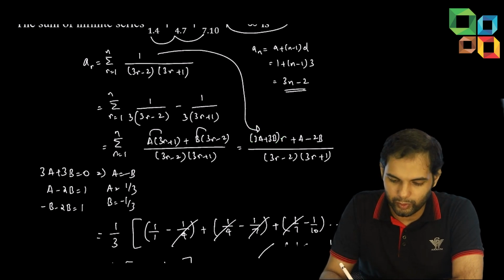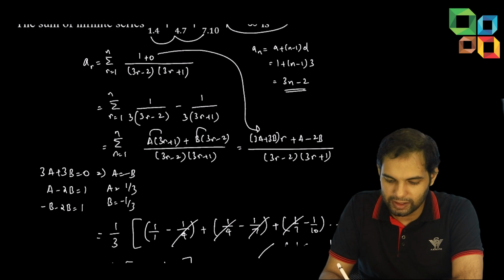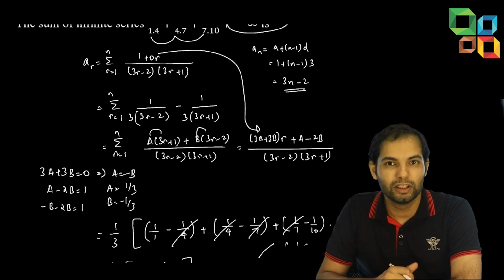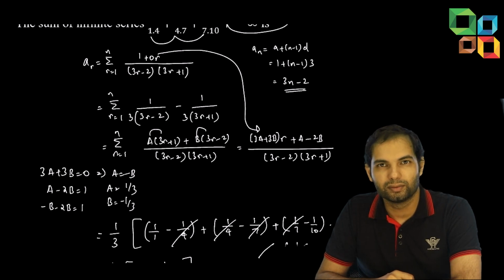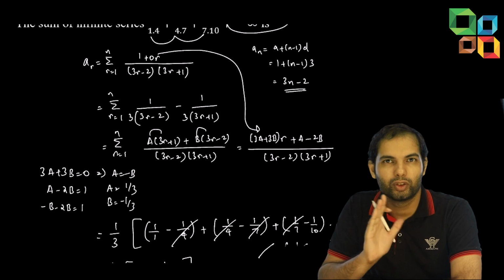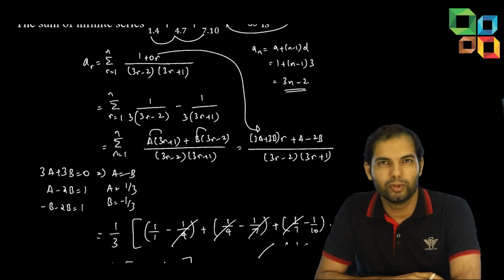Look at this. If you want, I can write this as 1 plus 0 into r, right? That's the only way these two are equal, right? So because those two terms are equal, each of the coefficients should be equal. That's all I'm equating.